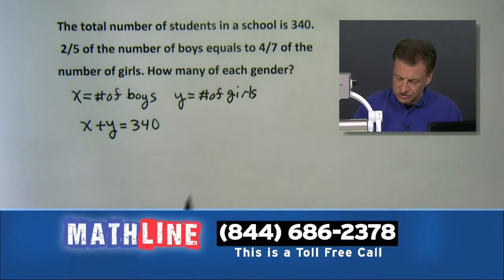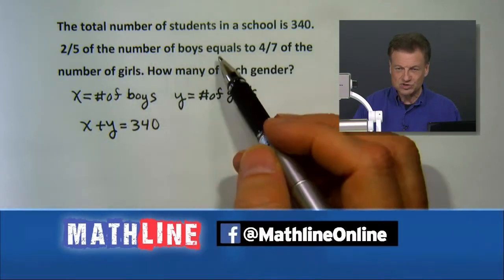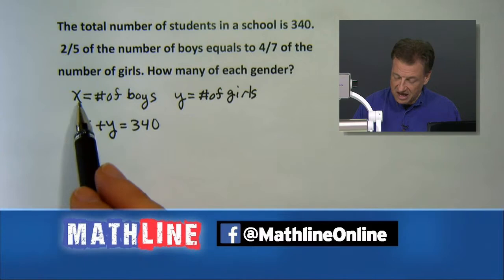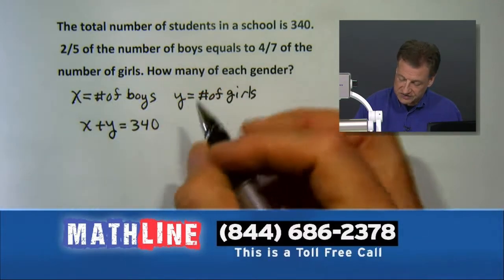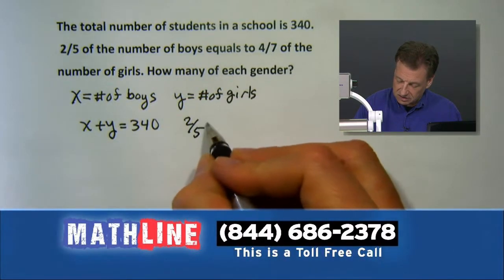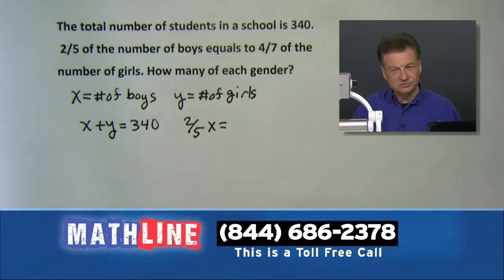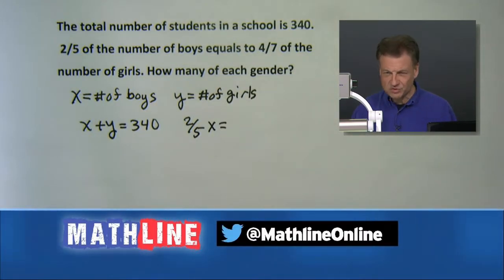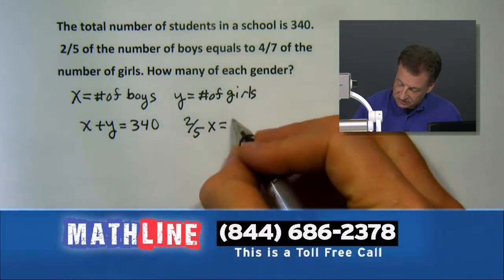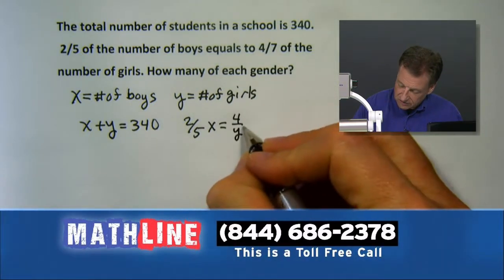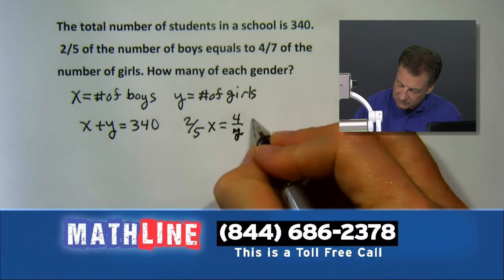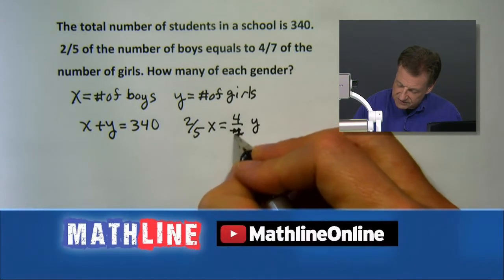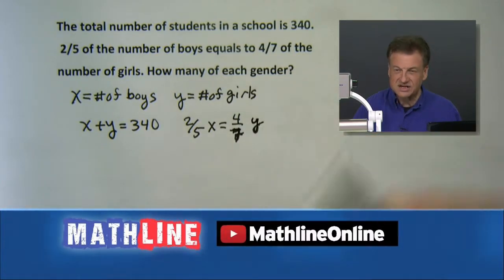Okay? So here's where we're going to go on this. We are going to look at what the second clue says. It says 2/5 of X is equal to, are y'all ready for this one? Of course you're ready for it, right? 2/5 of X equals what? How about it? 4/7, I'm jumping the gun. Now I have a Y, okay? So 4/7 of Y sitting over there.